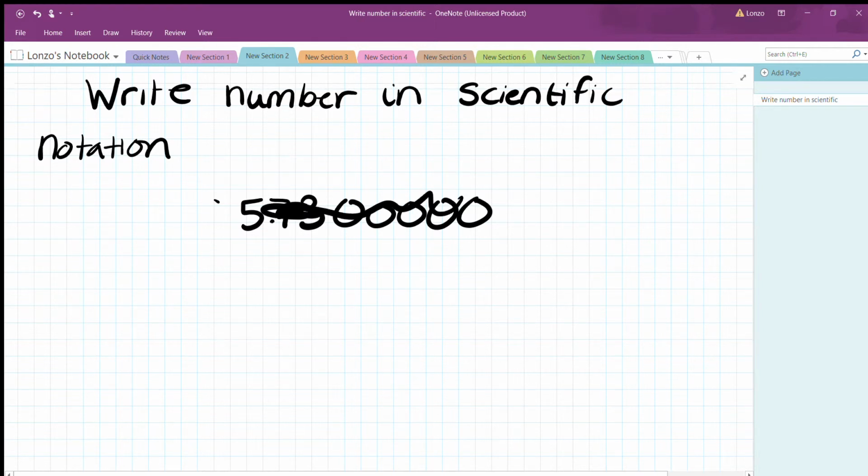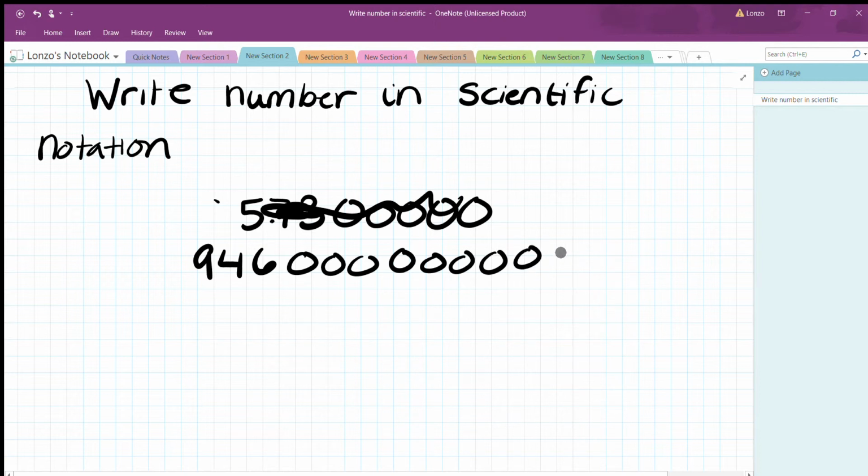Let's just write. Okay, so let's say you're given this big number: 9, 4, 6, and then there are exactly 10 zeros. I want to put this in scientific notation. So is this a big number or a small number? It's a really big number, so we're going to use times 10 to the positive integer.